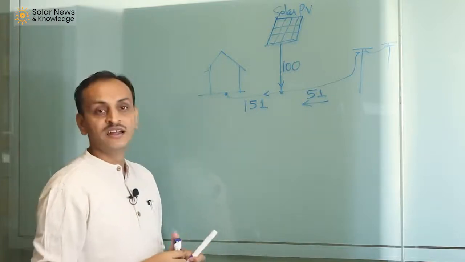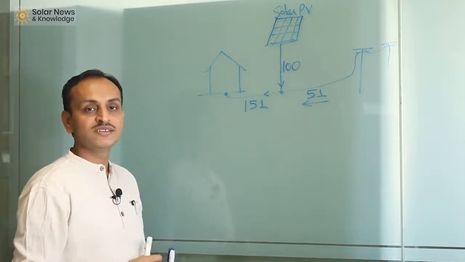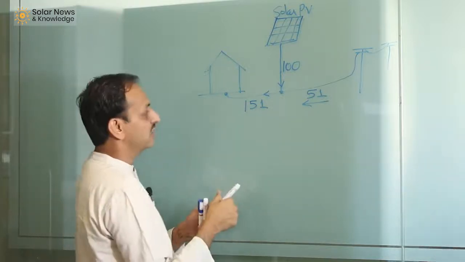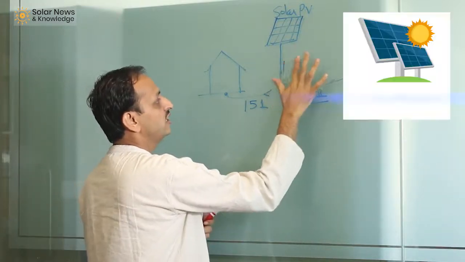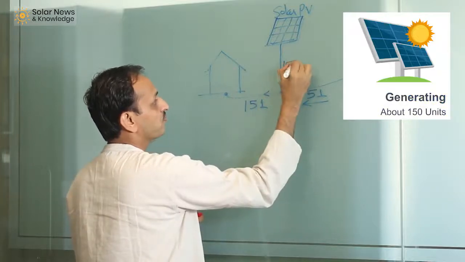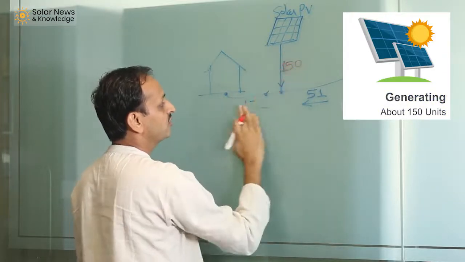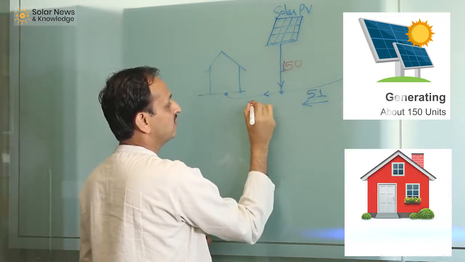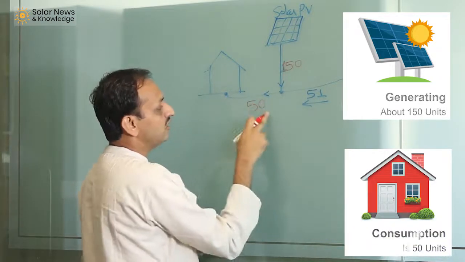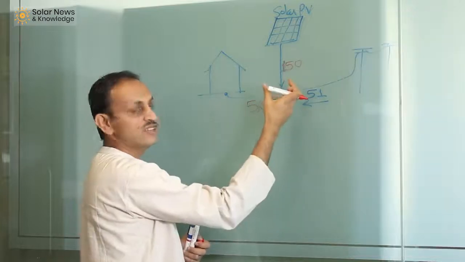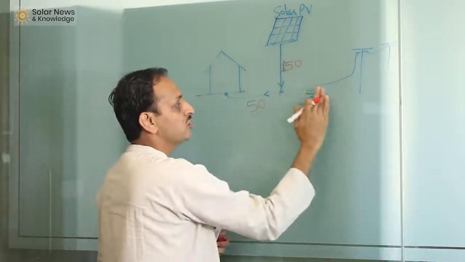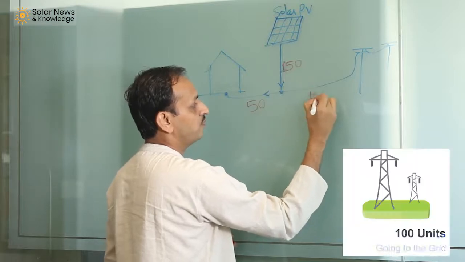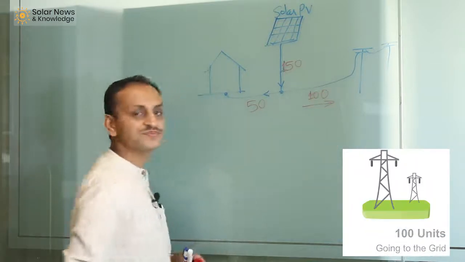Now take the case when you are not consuming as much as is generated by the solar. Let us take another example where your solar is generating, let's say, 150 units, and your consumption in this case is only 50 units. So your net is now 100. 150 is coming from here, you are only consuming 50 units, so the remaining 100 units you are sending to the grid.